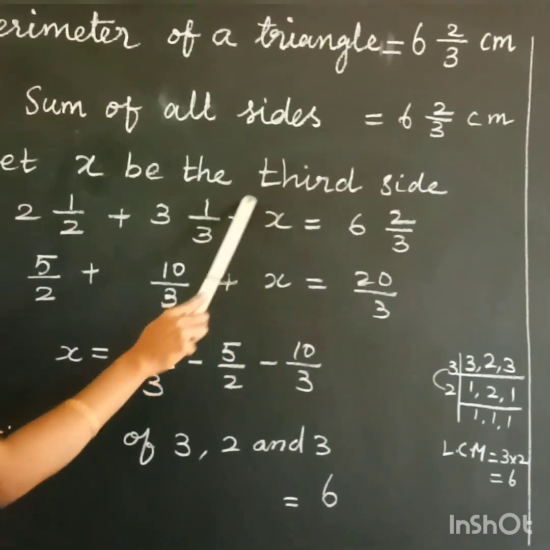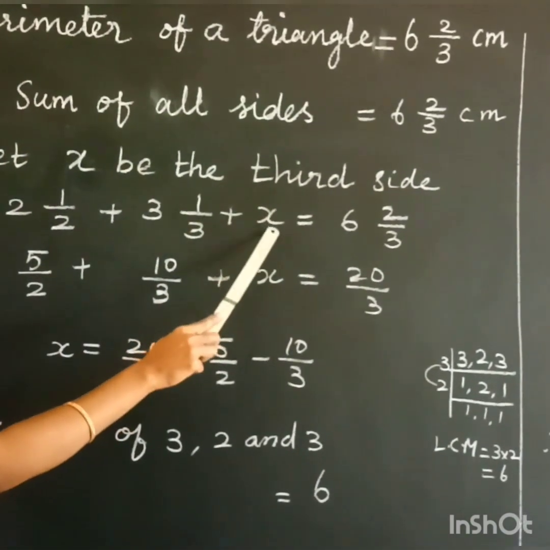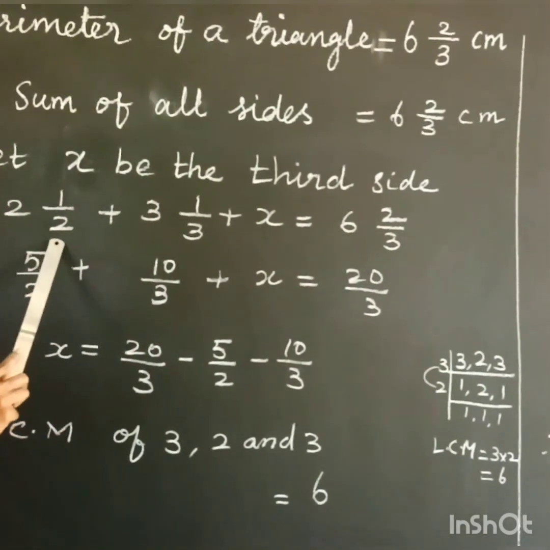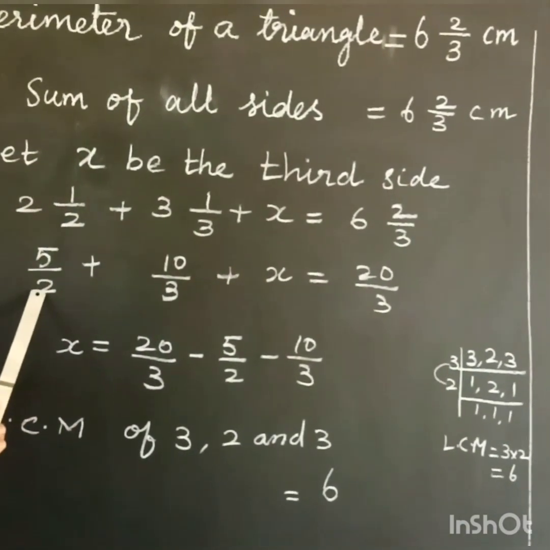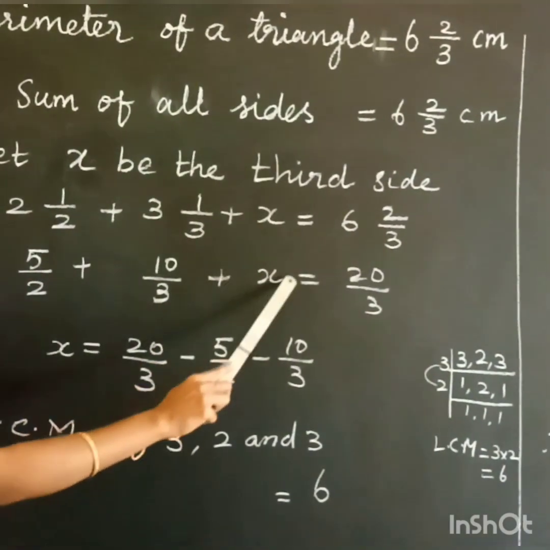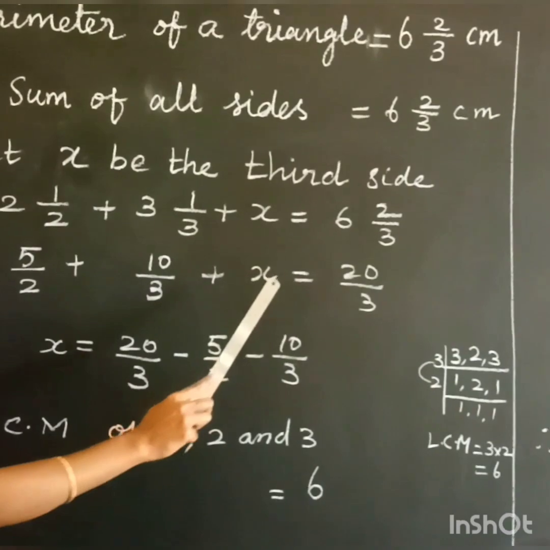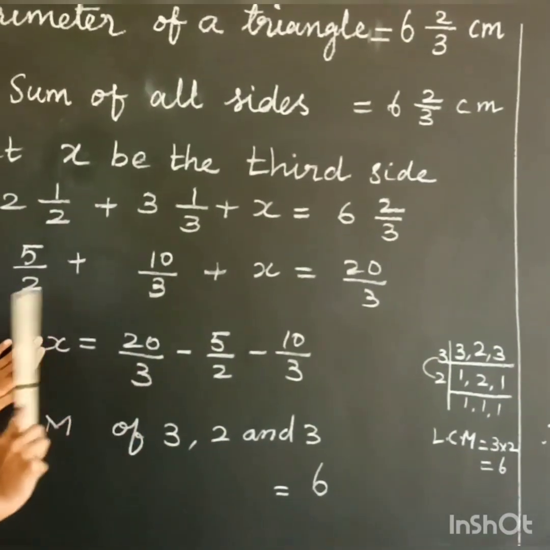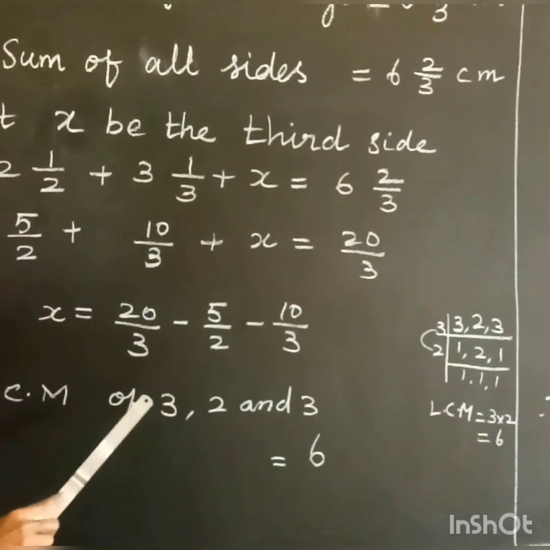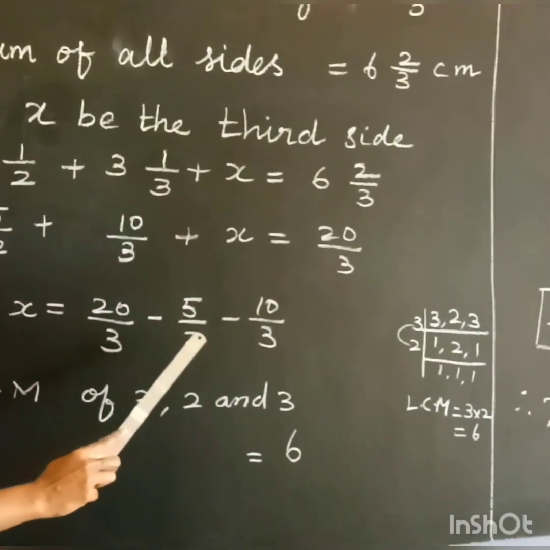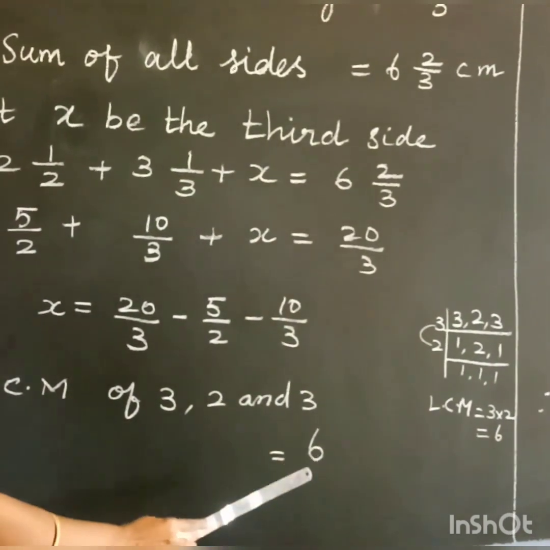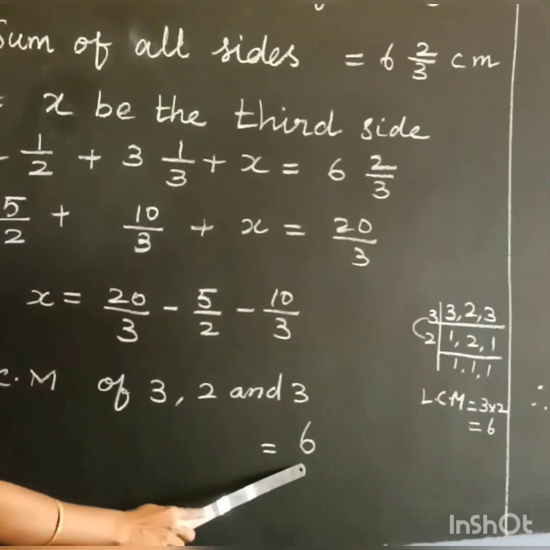That unknown third side, converted into improper fraction. The previous step I did that, isn't it? And then we have to find only the x answer. So x, keep it on your left hand side. The remaining fractions, you move to the right hand side, plus becomes minus. And then see that the denominators of the fractions are not the same. So we have to take the LCM of these values and get the answer as 6.